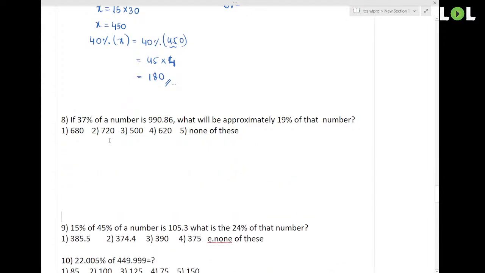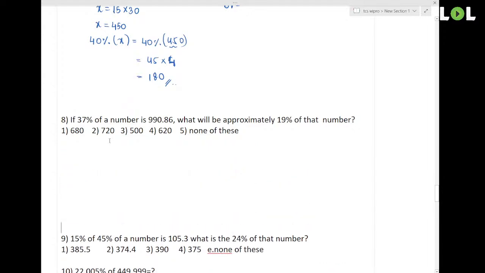What do I have? So if 37% of a number is 990.86, what will be approximately 19% of that number?